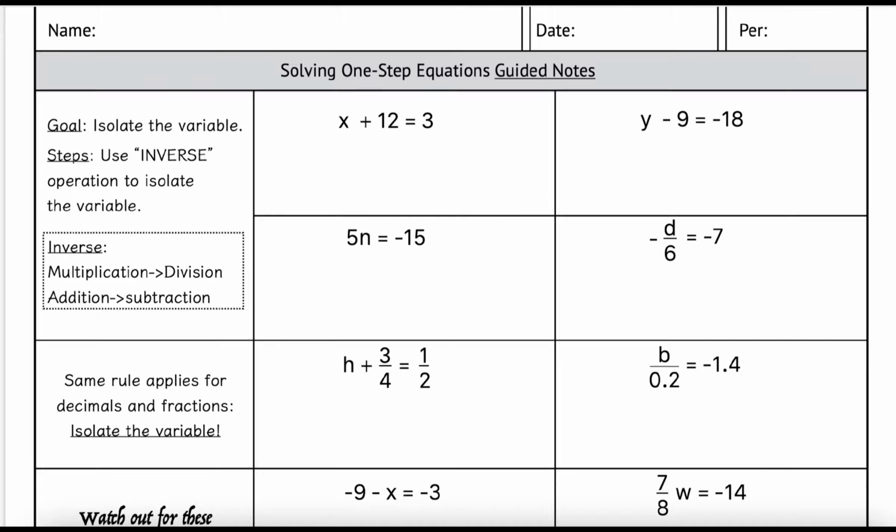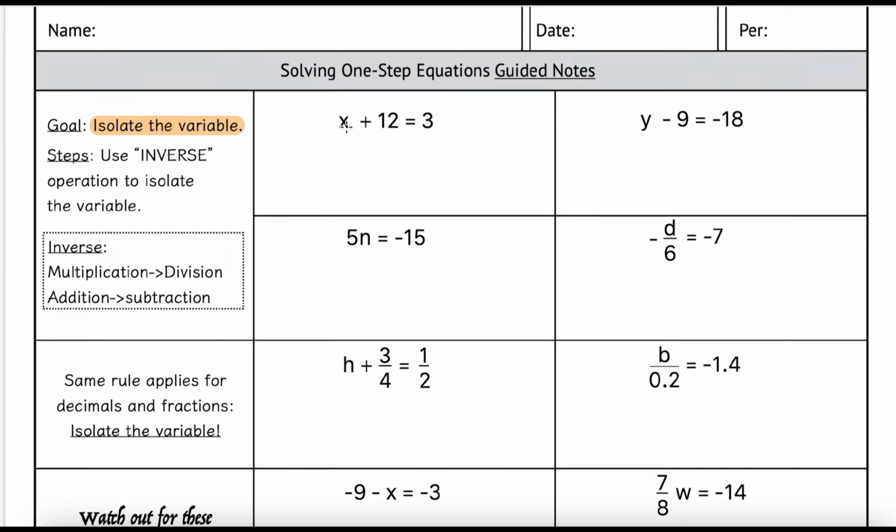When solving one-step equations, the goal is to isolate the variable. So remember that we want the variable to be by itself, and that's going to be our goal. Again, these equations can be solved mentally. However, for future questions on solving equations, when the questions get a little more complicated, it's important that you solve them using algebra. And we are going to be using algebra to solve each of these questions.